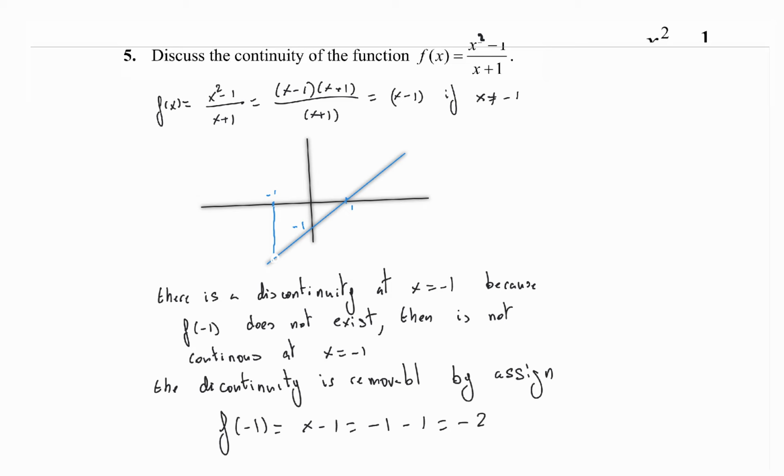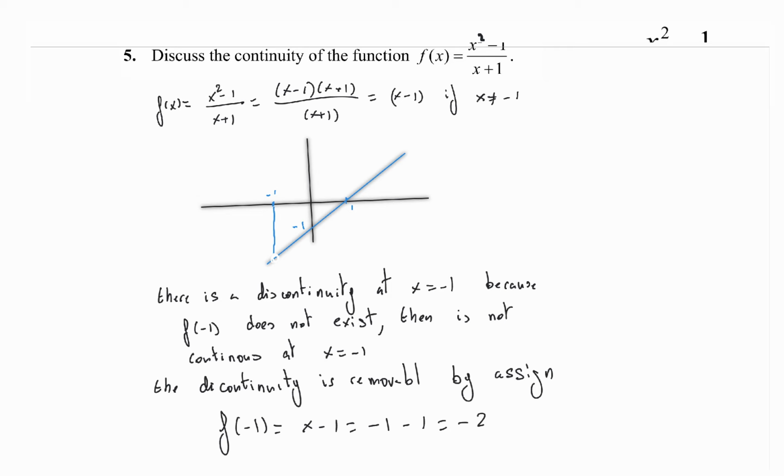So there is a discontinuity at x equals minus 1 because f of minus 1 doesn't exist. If you plug in minus 1 here, the denominator will be 0. Division by 0 is not allowed. And the second part is that the discontinuity is removable if you assign a value to the function at minus 1. This value is not defined in the function, but you will assign a new value to f at x equals minus 1, that will be minus 1 minus 1, which is minus 2.